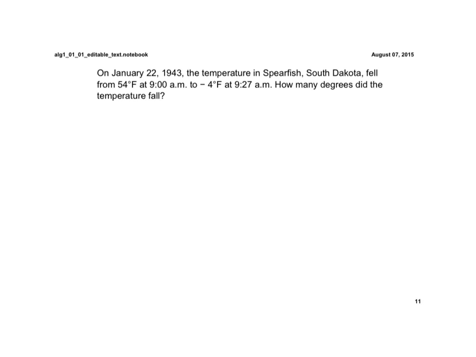So here we have: on January 22nd, 1943, the temperature in Spearfish, South Dakota fell from 54 degrees at 9 a.m. to negative 4 degrees at 9:27 a.m. How many degrees did the temperature fall?